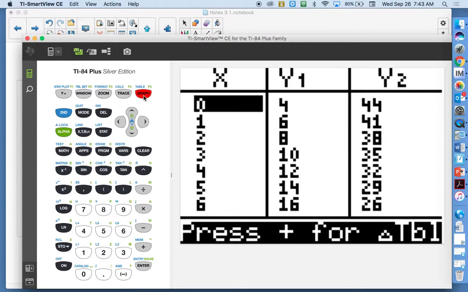You go to second y equals, you have to turn your stat plots off. So you got it. Anybody else? Anybody else not graph? So in the table, when are they the same?